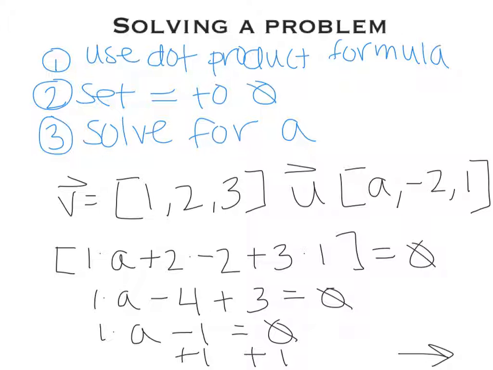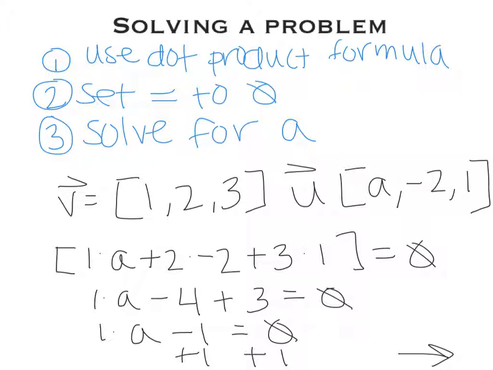In an example problem, I'll be showing you how to find a missing component in a 3D vector to make the vectors perpendicular. Vector v equals 1, 2, 3, and vector u equals a, negative 2, 1. When solving for a, set the dot product equation equal to 0. To solve, we will multiply 1 times a, 2 times negative 2, and 3 times 1. After doing basic algebra, we will find that a equals 1.